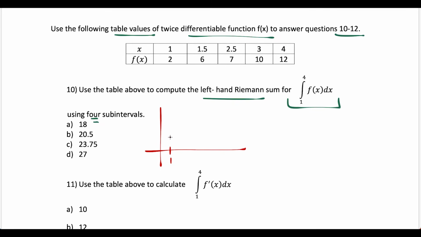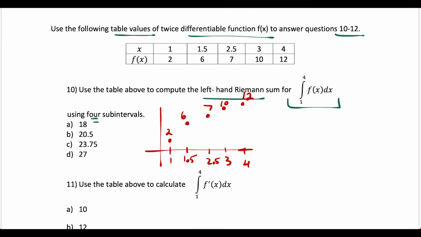So at x equals 1, we have a y value of 2. And then at x equals 1.5, we're going up to 6. Now, I'm not drawing this to scale. This is just to get the idea across. When I go out to 2.5, so I go over here, we're going up to 7. And then when I go out to 3, we're going up to 10. And then one more, we're going out to 4, and the y value is going up to 12.